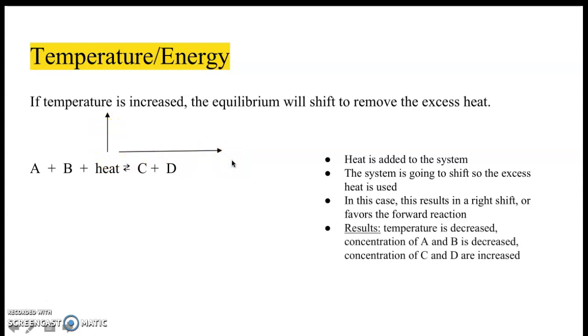Our result is that the temperature is decreased, so we're removing that stress that had been applied to the system. The concentration of A and B are going to decrease, and the concentration of C and D are going to increase because we are favoring the forward direction. We're making more of C and D. I should also add that as we're making more of C and D, it requires heat, B, and our reactant A in order to do so. So all three of these decrease as these two increase.